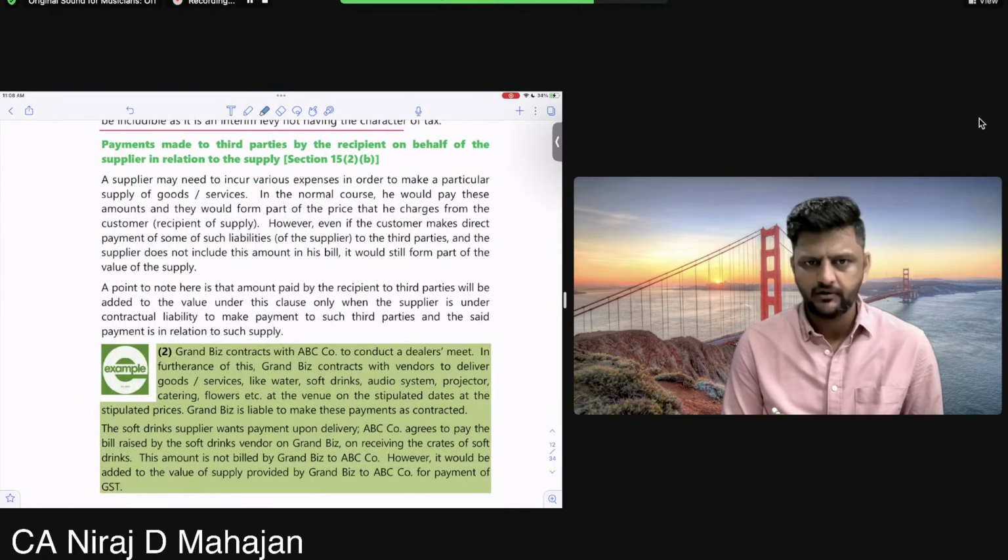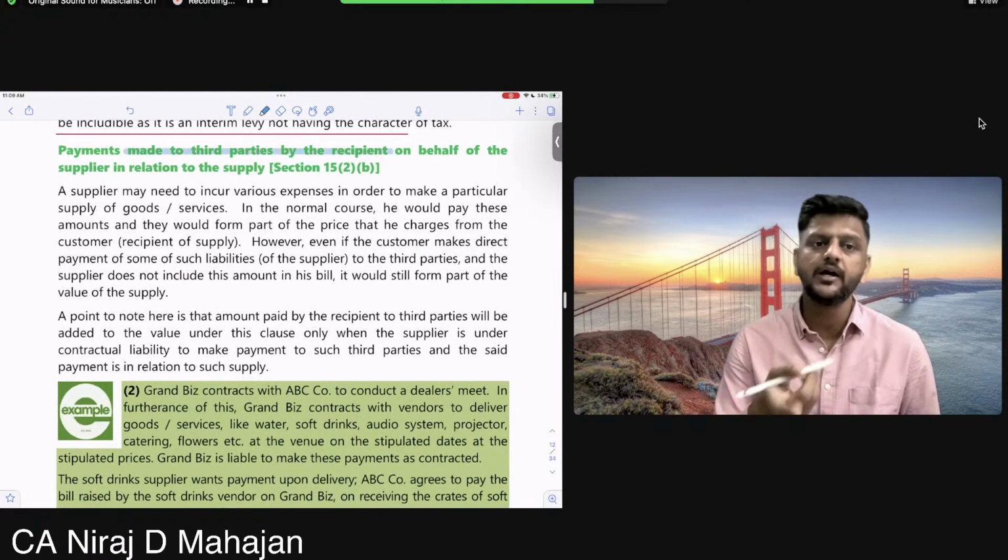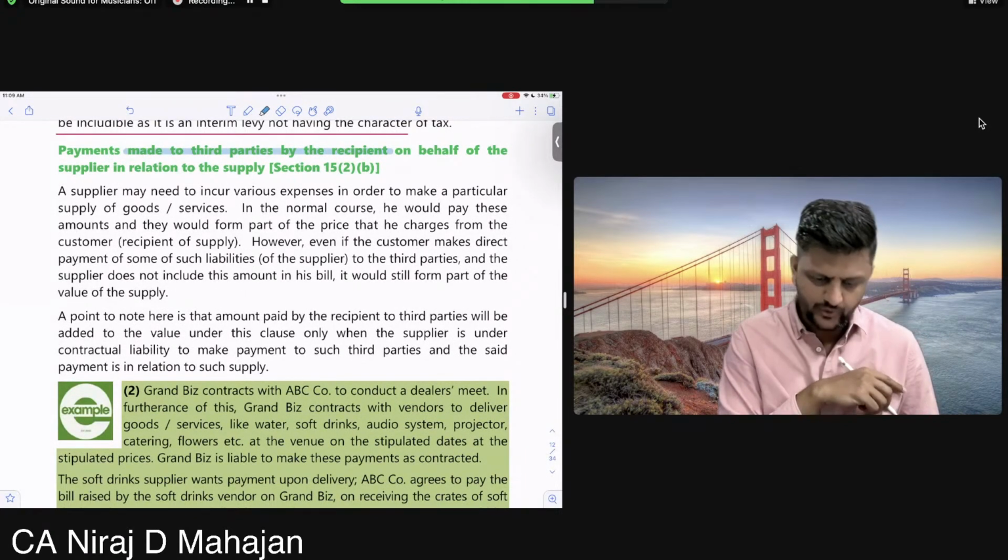Payment to third parties, we have covered that. We have written, we have seen the law. We'll check examples. Payment made to third parties by recipient on behalf of supplier in relation to supply.